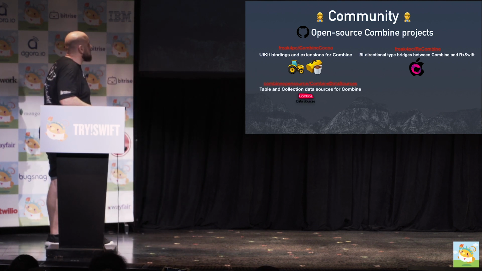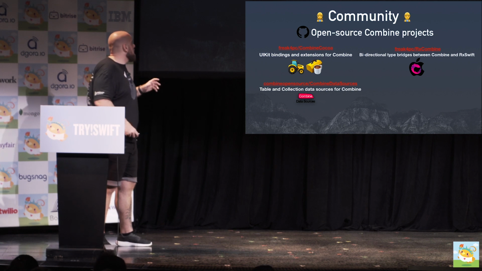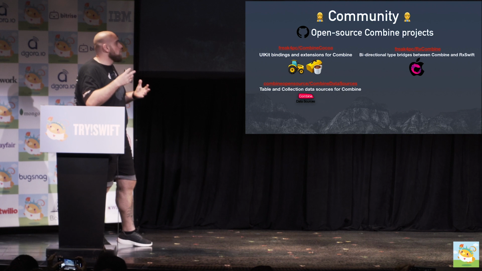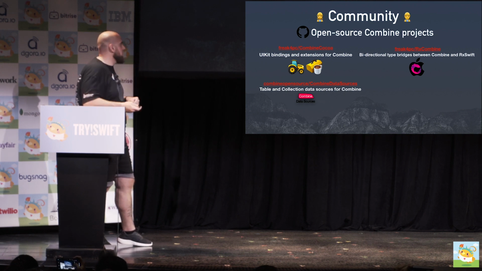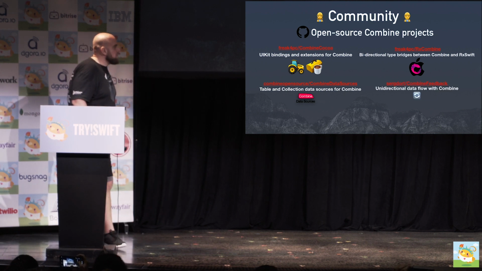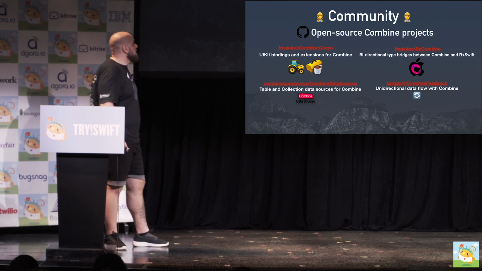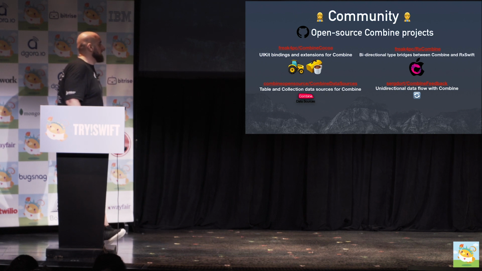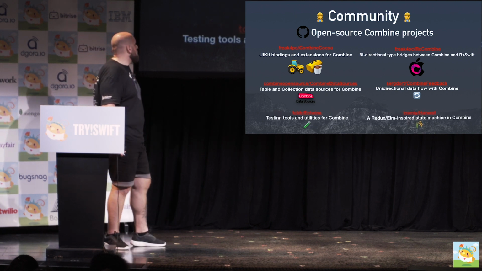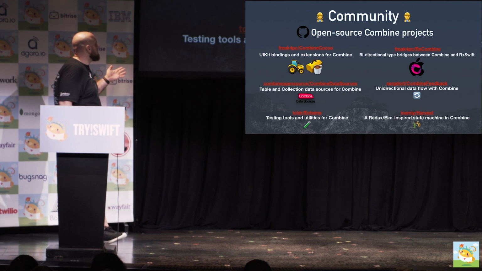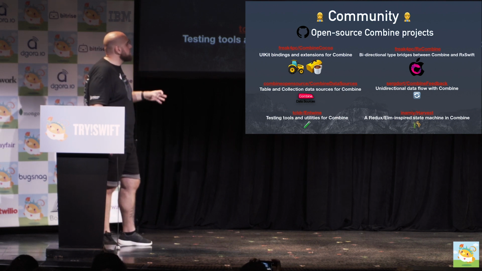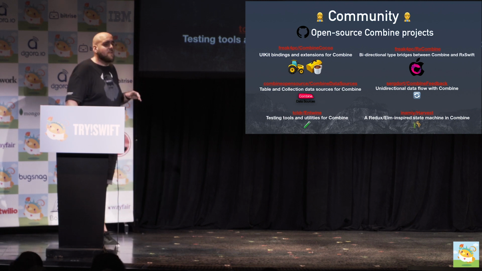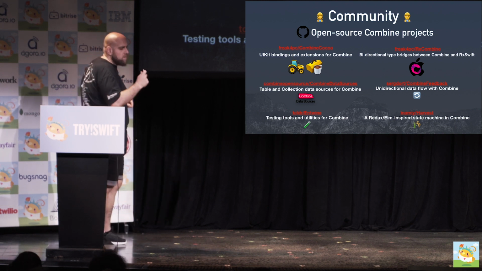Also, there's CombineDataSources by Marin Todorov, who gives very interesting abilities to bind a publisher to a table view or a collection view to constantly keep them up to date. There's also CombineFeedback based on RxFeedback and ReactiveFeedback that provides a very interesting take on unidirectional data flow with Combine. The two final ones are Entwine, interesting testing tools and utilities for Combine, like a test scheduler, and Harvest, which offers an interesting Redux and Elm-inspired state machine in Combine, also very much worth checking out.